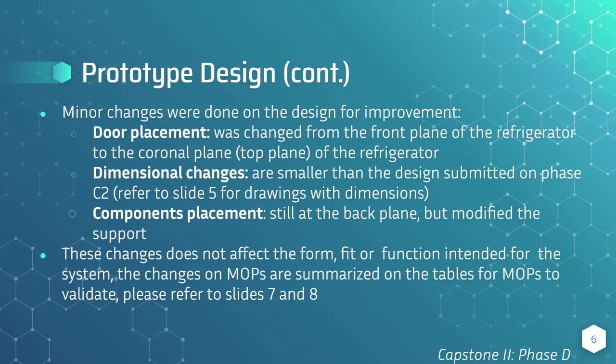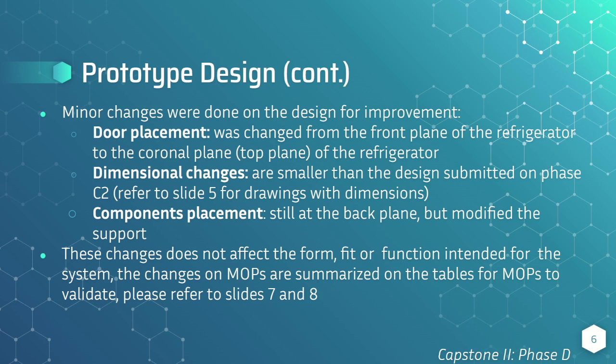First will be the door placement. At first it was on the front plane at one side of the refrigerator unit, and it was moved to the top plane of the refrigerator. Then we have the dimensional changes. The whole design is smaller. The volume is less than the previous design submitted on phase 2. You can go back to slide 5 to observe the difference. And the last one will be the components placement.